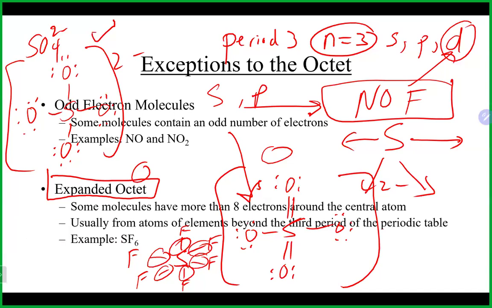All right. So once again, the octet rule will be obeyed in this class, but you are responsible to know the 3 different exceptions and what they are. So basically less than 8, odd number of electrons, and more than 8. Any questions on that? All right, so then let's talk about molecular geometry.